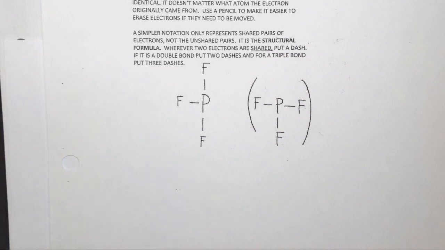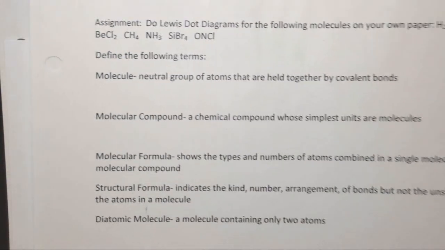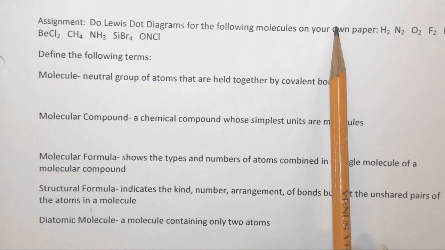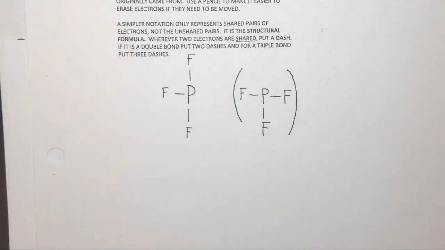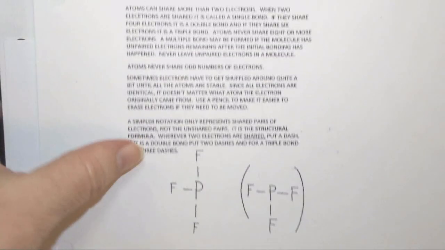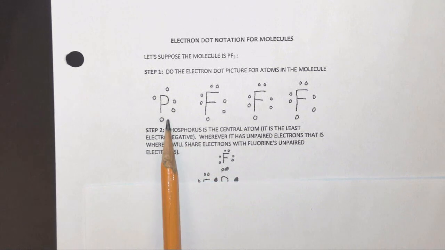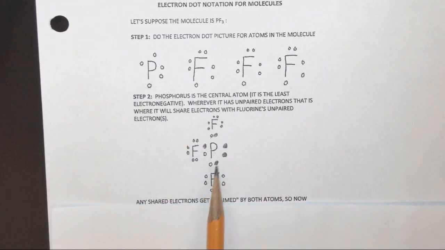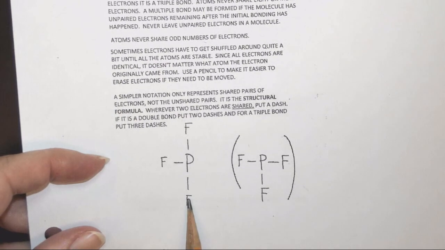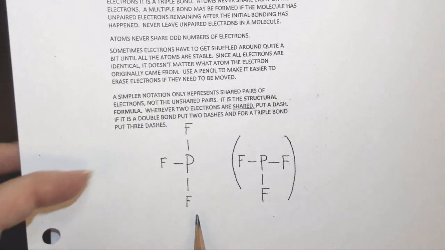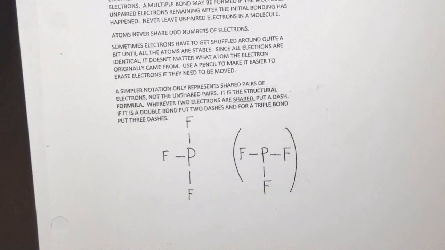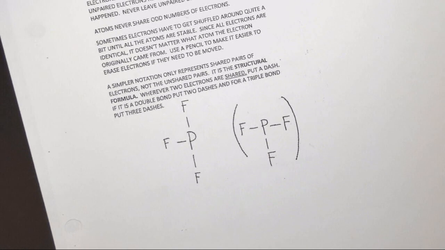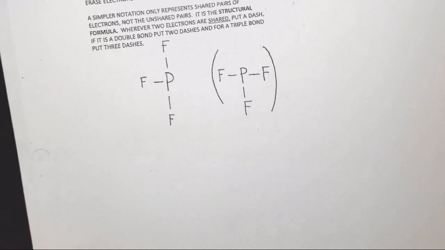Your assignment then, it's right there on your paper. You are going to do Lewis dot diagrams for the following molecules, and you will do them on your own paper. Start with this step where you do the individuals, and then do this step here, and then finish with the structural formula. Do it in pencil, because you may find that you need to move stuff around or change stuff, and it's a lot easier if it's in pencil. Make it big enough to see. Don't make it real little.